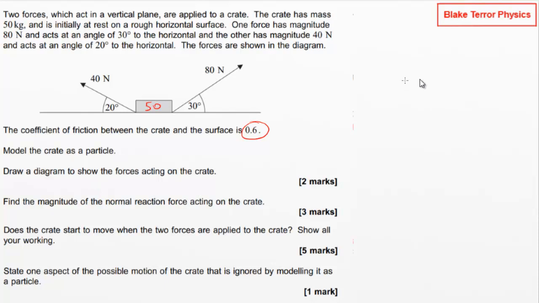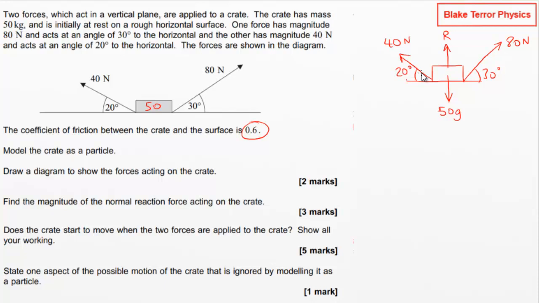Right, so I'm probably going to run out of space on this one because it's quite a wordy question, isn't it? There's our crate. We've got this 80 up here, which was at an angle of 30 degrees. We've got that 40, so this is copying the stuff they've given us, which is at an angle of 20 degrees. We've got the weight going straight down, which is 50g. We've got the reaction force going up, which I'm just going to call R.